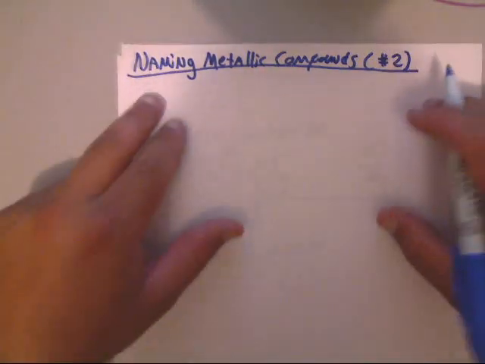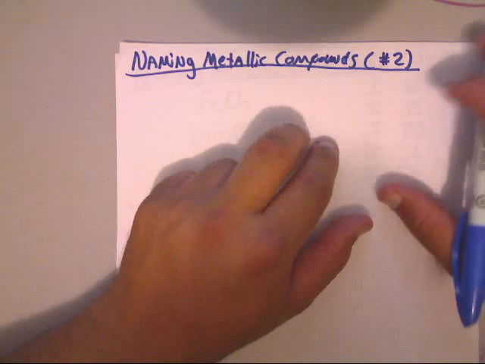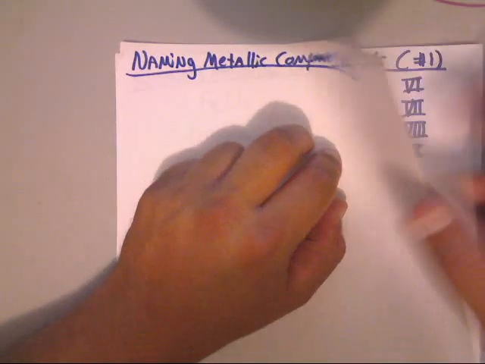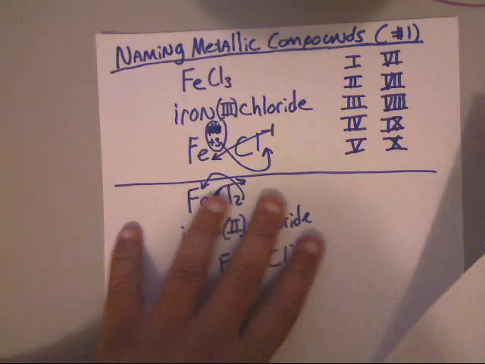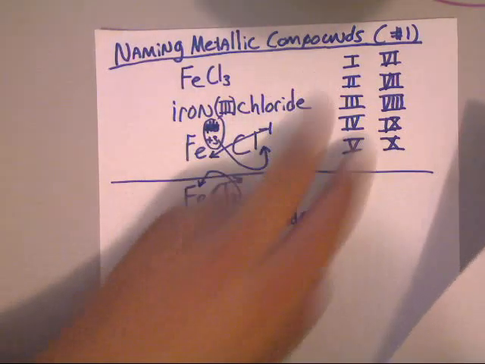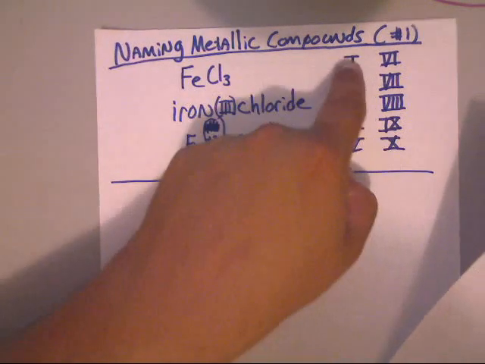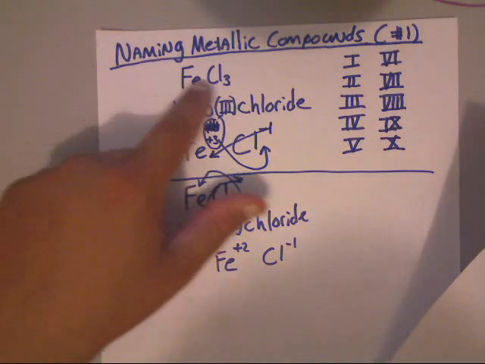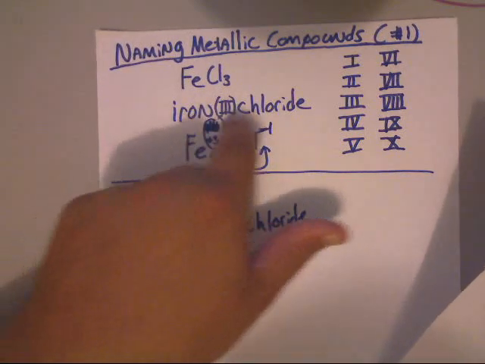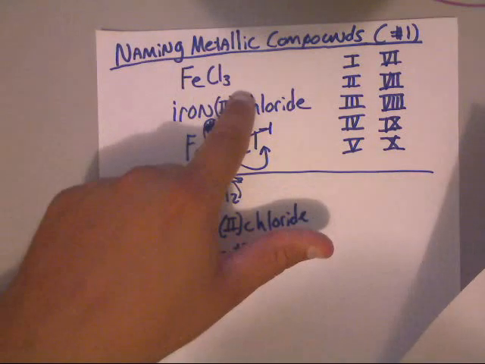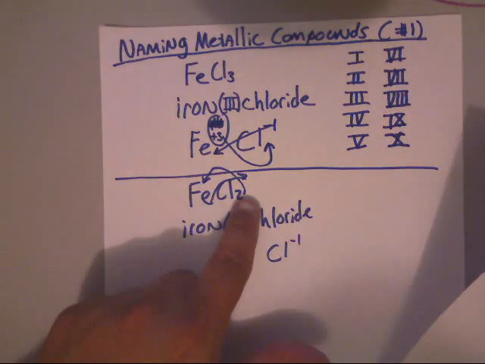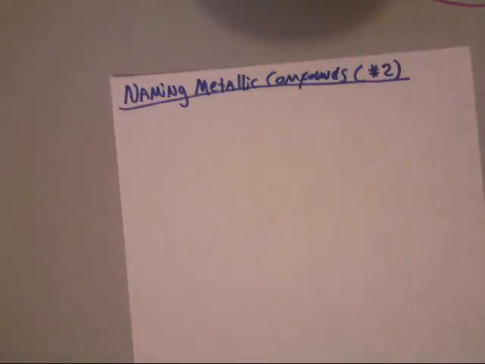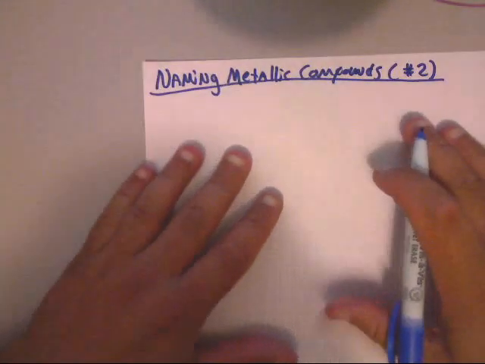Alrighty, we are on the second video of naming metallic compounds. In the first video I showed you how you would name basic metallic compounds. I showed you the Roman numerals 1 through 5, 6 through 10, and how these come about as far as getting their names correct. We did iron 3 chloride, we did iron 2 chloride. In this video I'm going to show you one where it reduces.